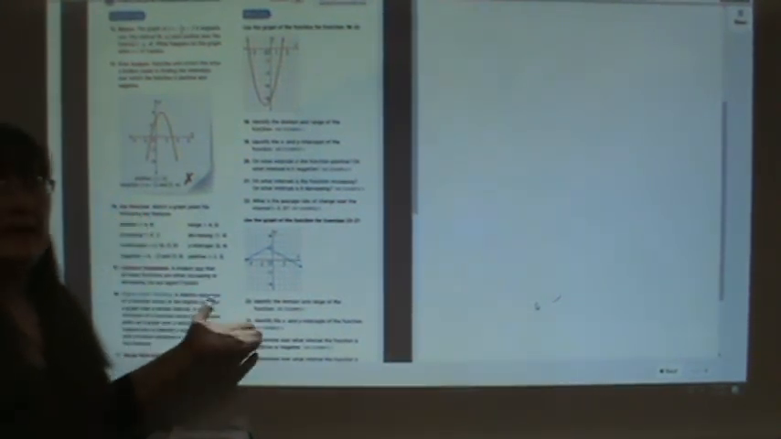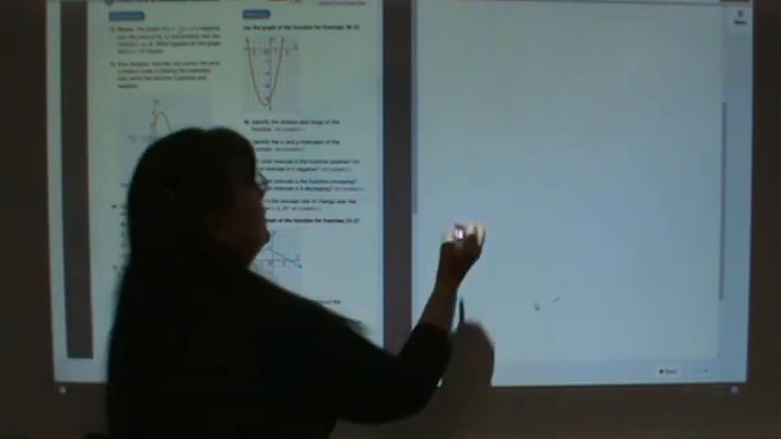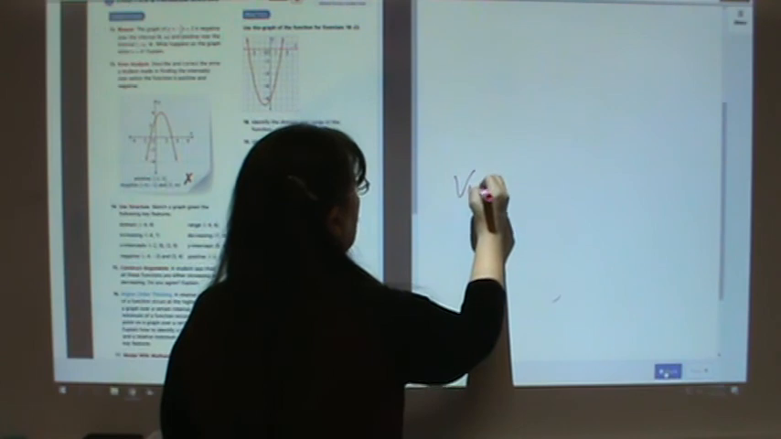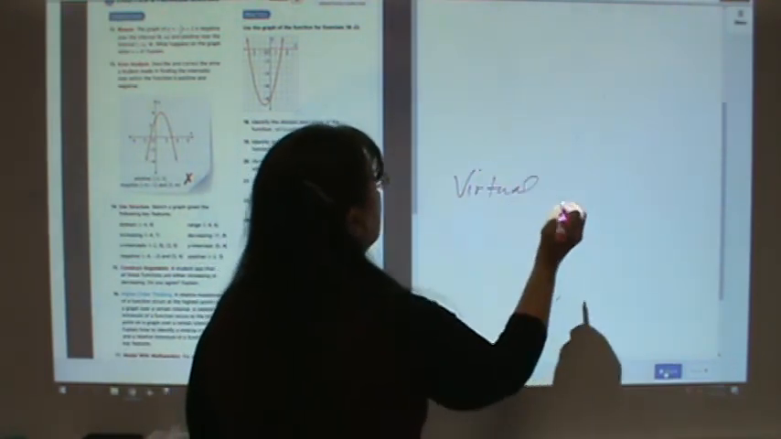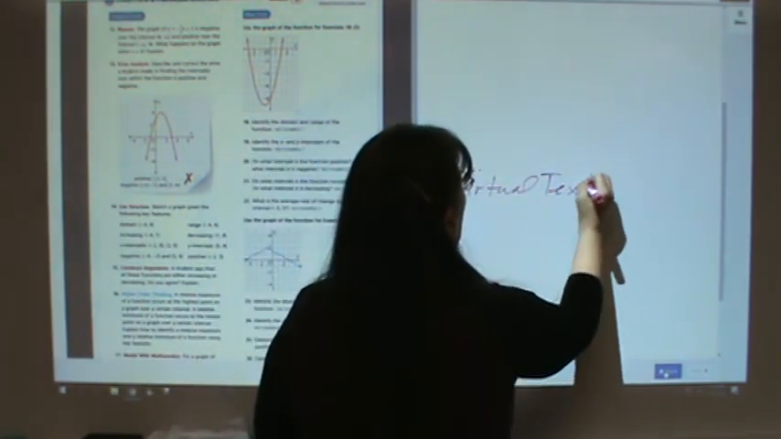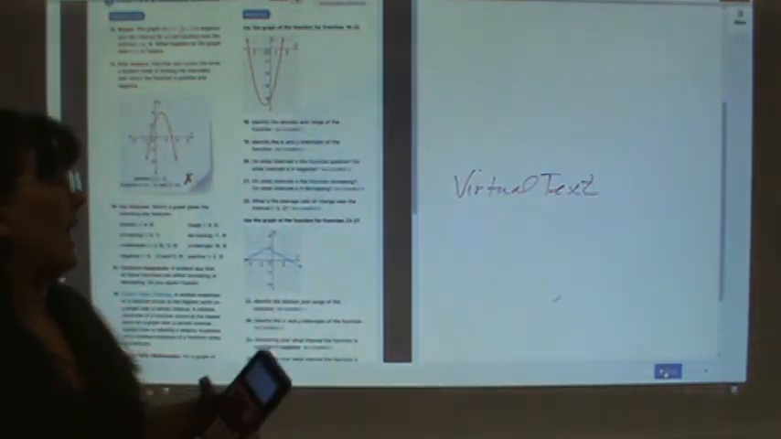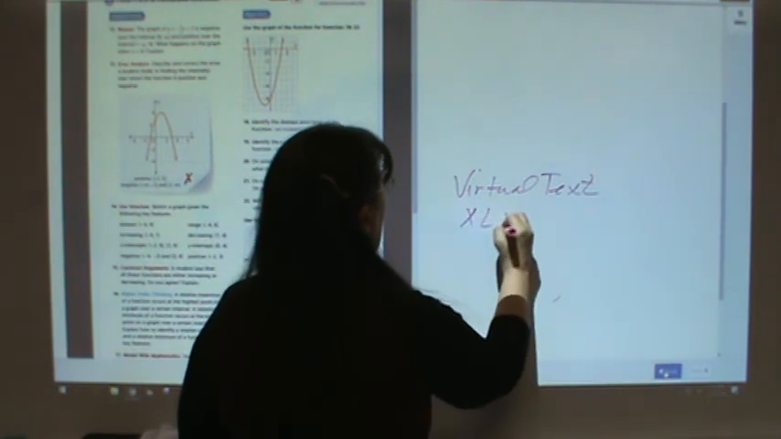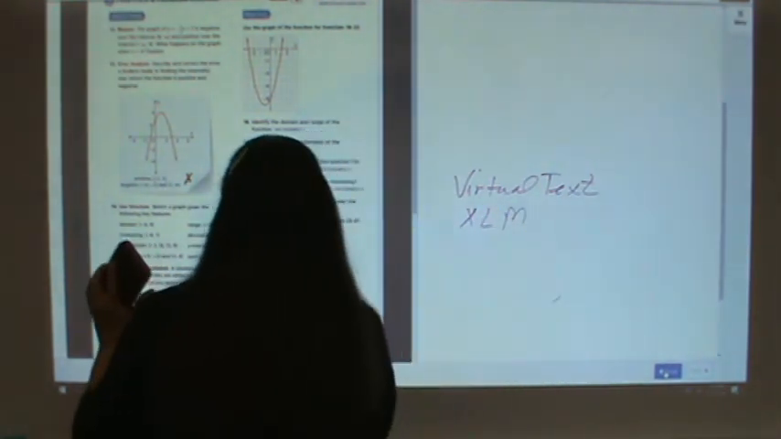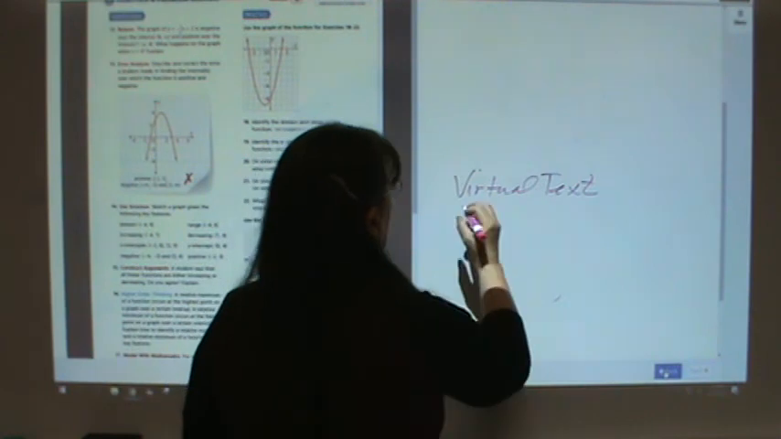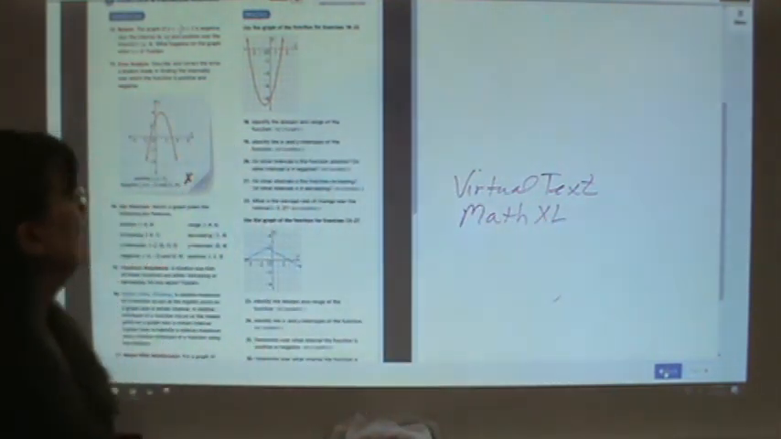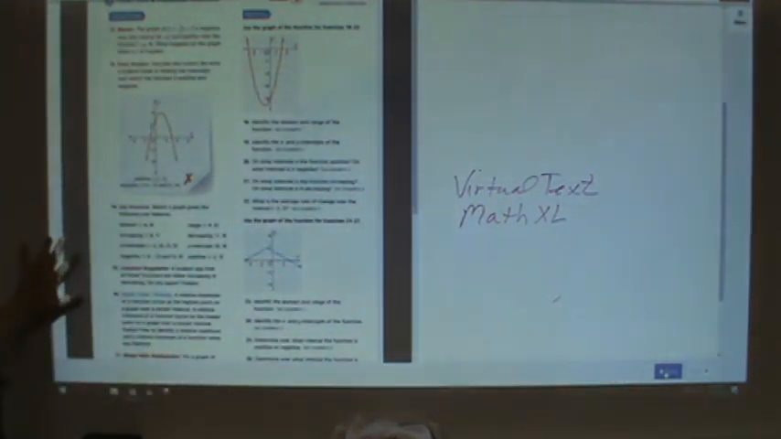What you will get, so the first thing that happens is you will get the virtual text. That's where you're going to learn how to do the problems. Then the next day you will get Math XL, or MathXL, sorry. That is where you'll get problems similar to this. You will put them into the computer.